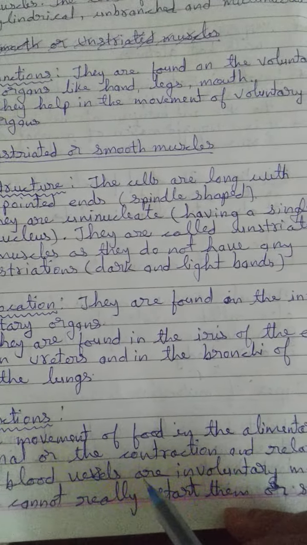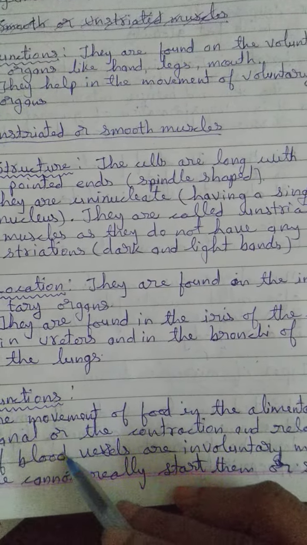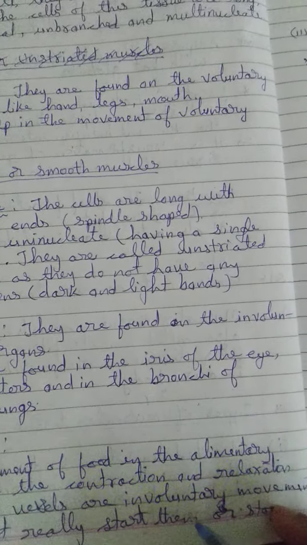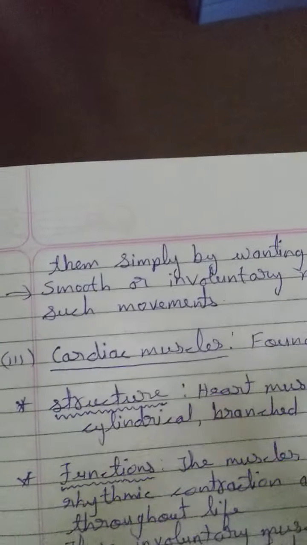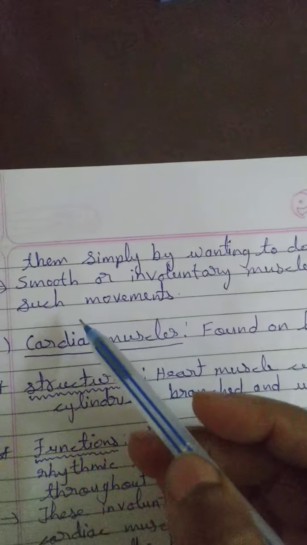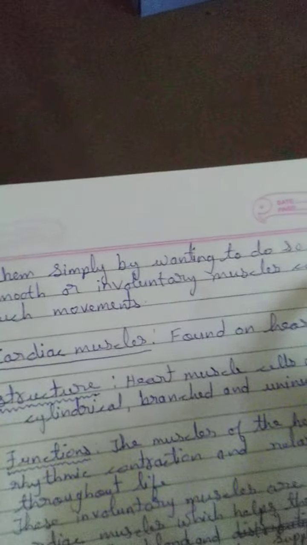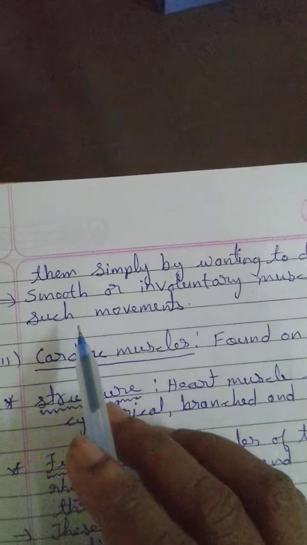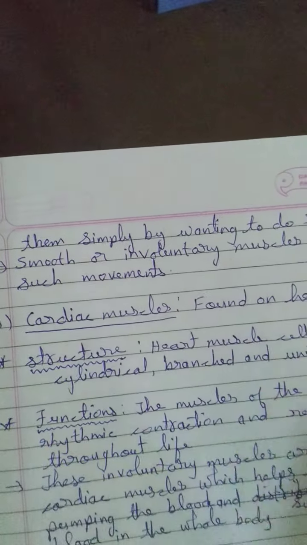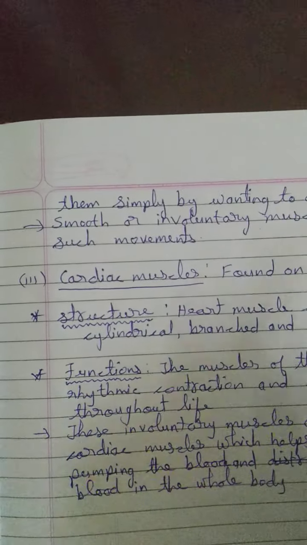In the alimentary canal, the contraction and relaxation of the blood vessels are involuntary. We cannot really start or stop them simply by wanting to do so. That means they do not move according to our will. So smooth or involuntary muscles control such movement. Such movement means the smooth muscles control the involuntary movement of the organs inside our body.